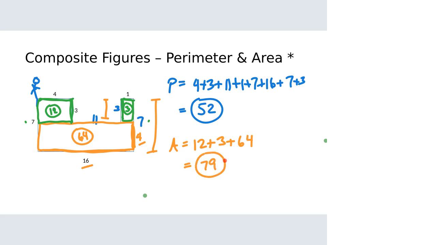The poll is unanimous. I don't think those are easy questions, so that's fantastic. If you have any questions on it, let me know before we look at a couple more perimeter area type questions.